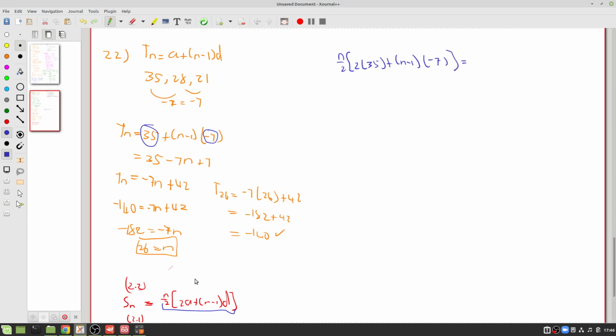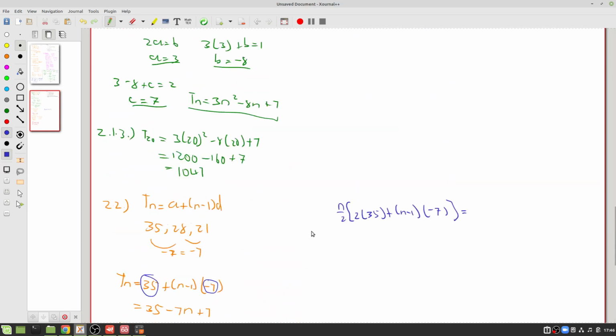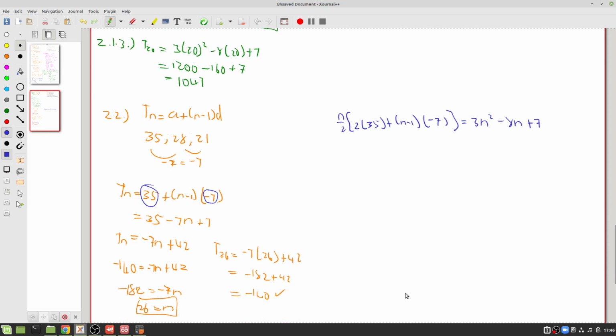Equals, and now the an squared plus bn plus c from the first question. So an squared plus bn plus c, that's this formula here: 3n squared minus 8n plus 7. Great, so that's what we have to solve. Looks a little bit ugly, but let's get to it.